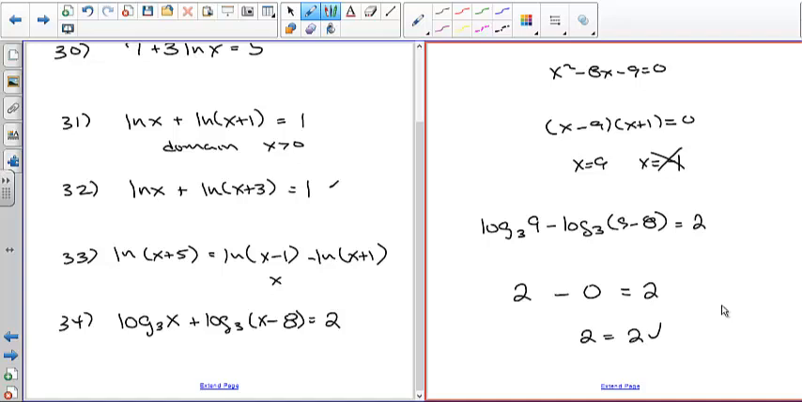So what we found in these last 4 problems is that if you end up with a quadratic equation, the solution is the one that fits the domain of the original expression. So don't just automatically give both solutions.